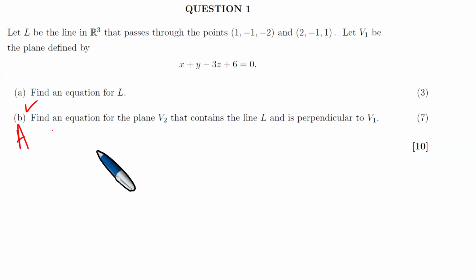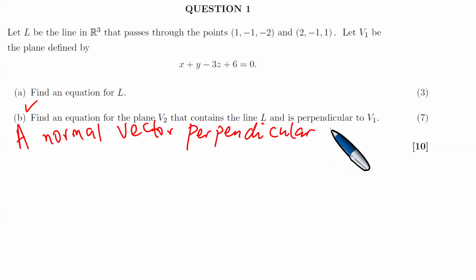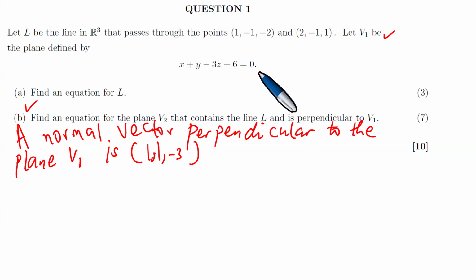So we note that a normal vector perpendicular to the plane V1 is (1, 1, -3). So we're saying a normal vector perpendicular to the plane V1. We have V1 as a plane, whose equation is this. The coefficients here are 1, 1, -3, and these coefficients constitute what you call a normal to the plane.